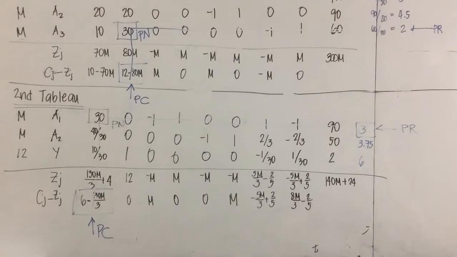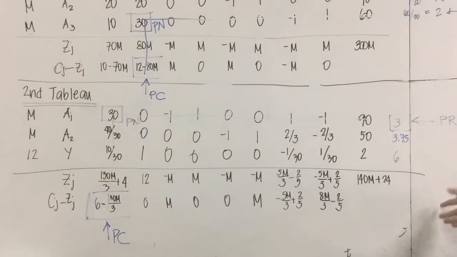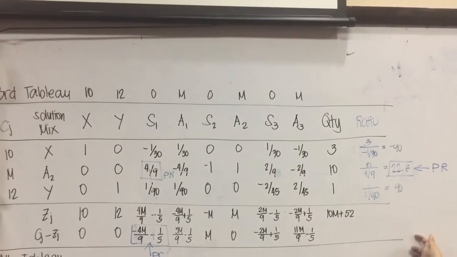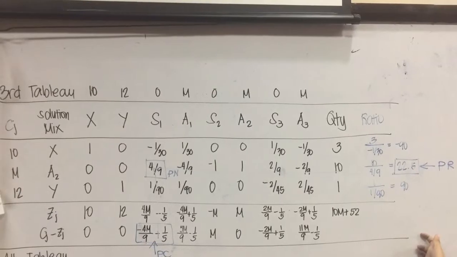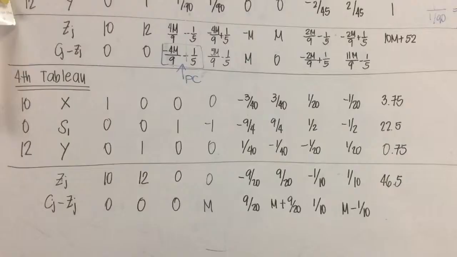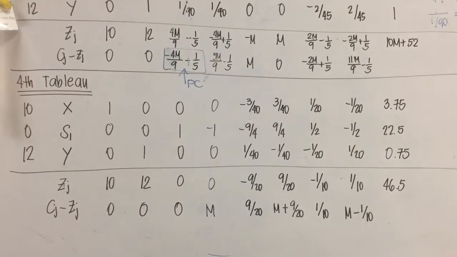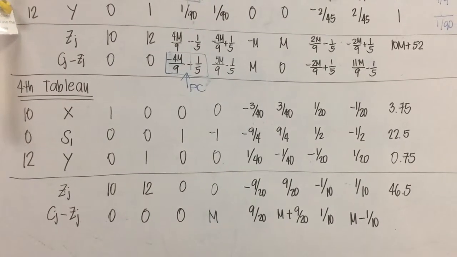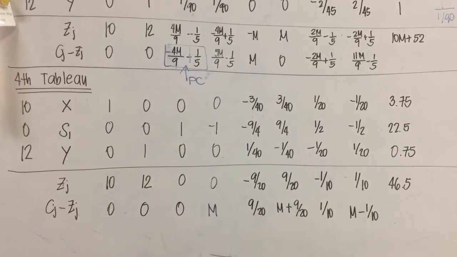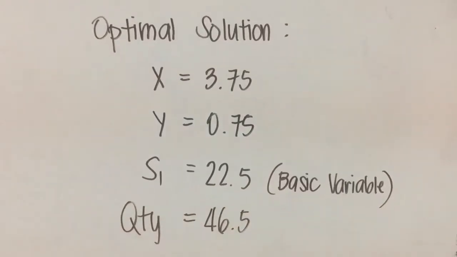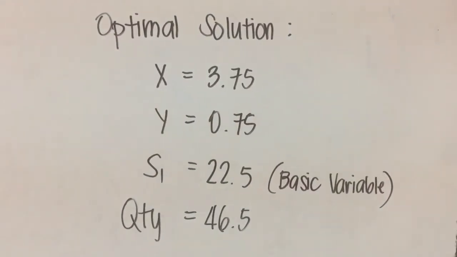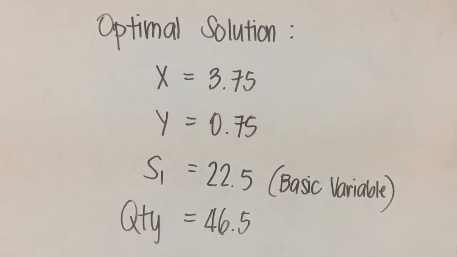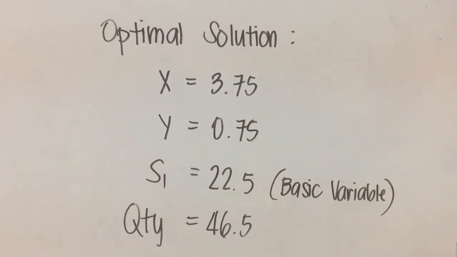This will be our second tableau. Our third tableau we have here, which is not yet optimized. This will be our last tableau since we have already achieved all positives and zeros in our Cj minus Zj values, thus it is already optimized. The optimal solution for this problem is x equal to 3.75, y equal to 0.75, and the quantity, which is 46.5.